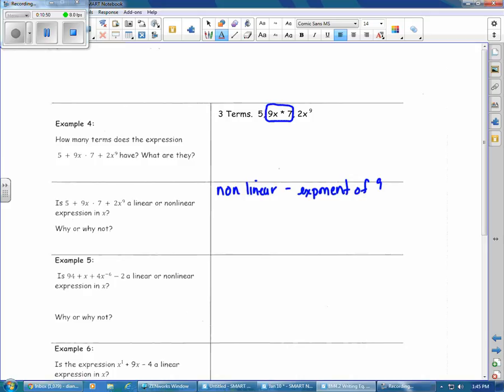When we have a term that has multiplication in it, we can multiply that out. So we can actually simplify this to 5 plus 63x plus 2x to the ninth power. Again, still three terms. I just combined that 9x and the 7 to give me the 63x. What are my coefficients here? I have two different coefficients. I've got 63 and I've got 2.